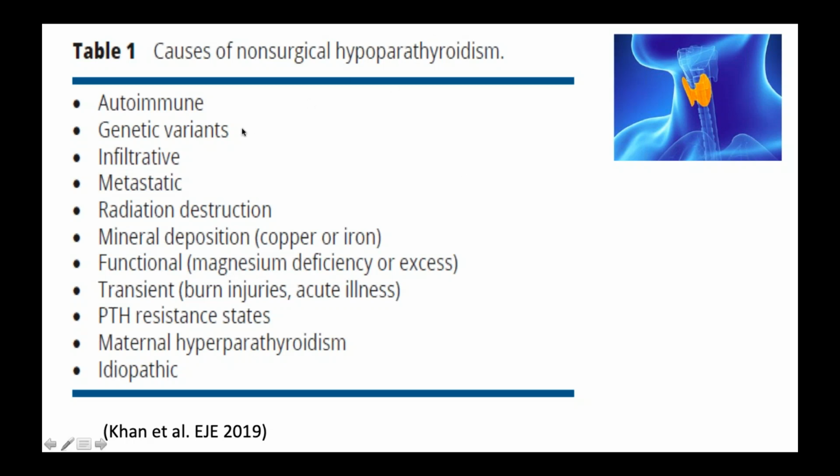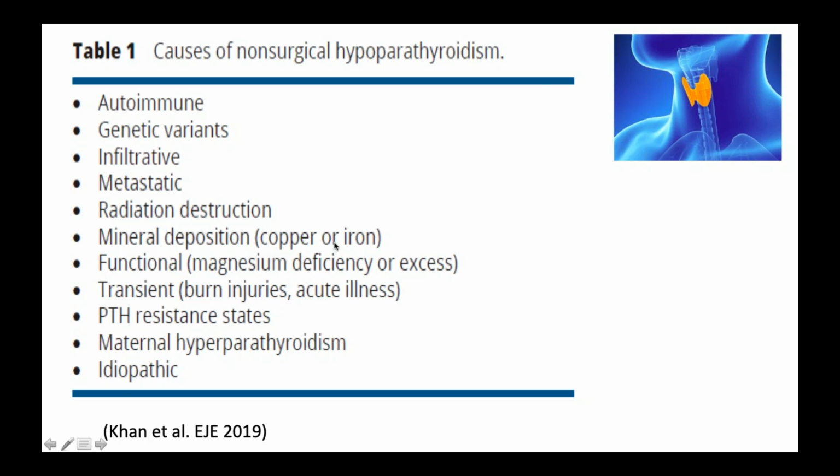We then have genetic variants, and this can result in an abnormal function or formation of the parathyroid glands. There can be infiltration of the glands with sarcoidosis or amyloidosis destroying the parathyroid tissue. Metastatic disease is rare, but has been reported. As well, radiation destruction is rare. I've seen one patient who had hypoparathyroidism following radioactive iodine therapy.